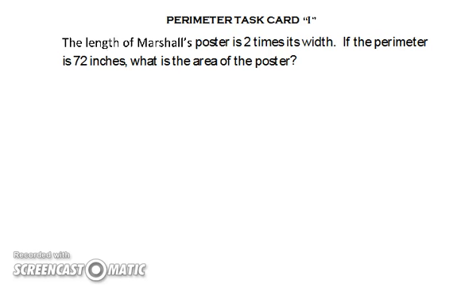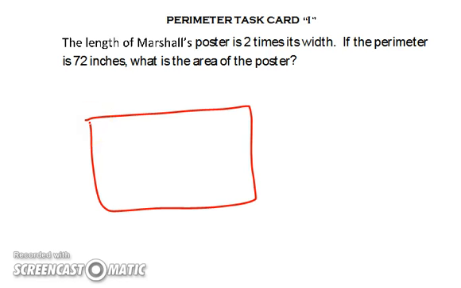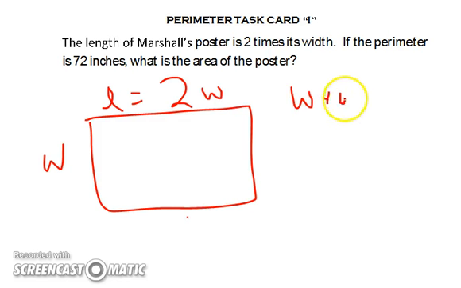Alright, so then task card I. The length of Marshall's poster is 2 times its width. If the perimeter is 72 inches, what is the area of the poster? So let's make a poster. The width is something, and the length equals 2 times whatever the width is. So now we have to figure out what we can add together that would give us 72. So we need W plus L plus W plus L equals 72.